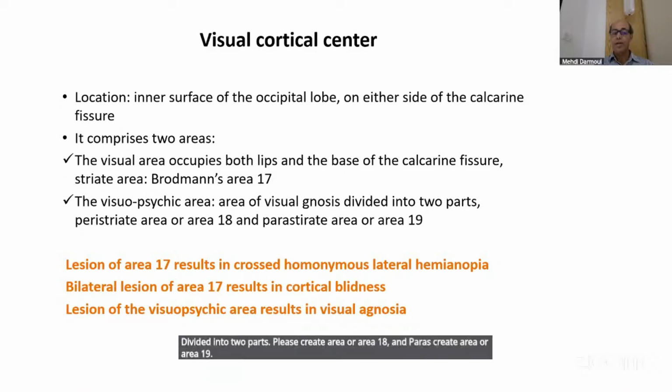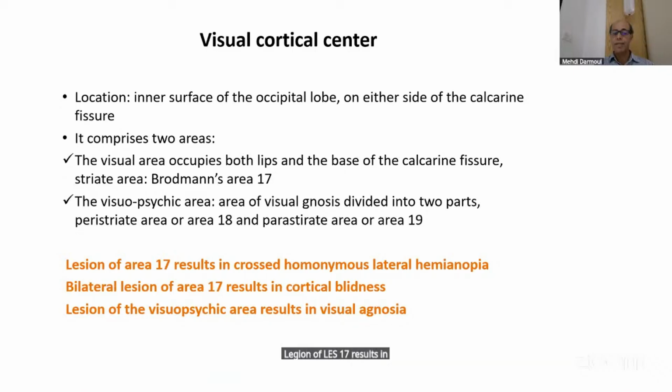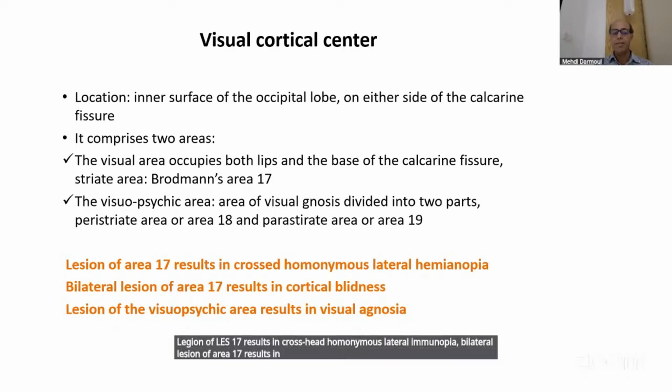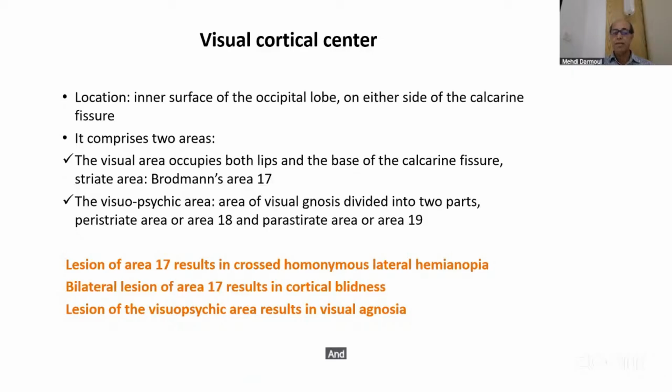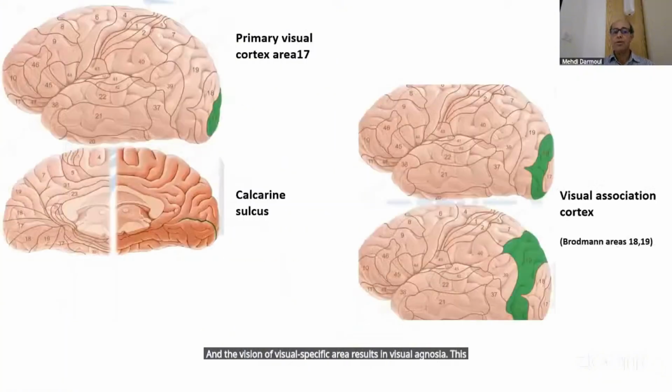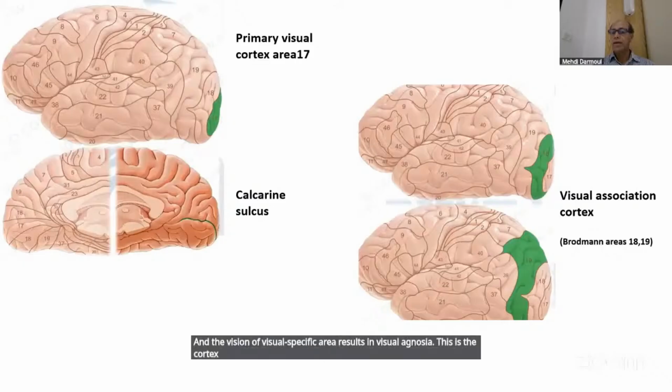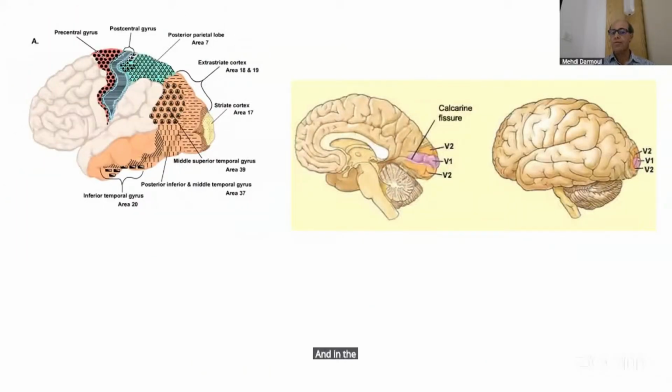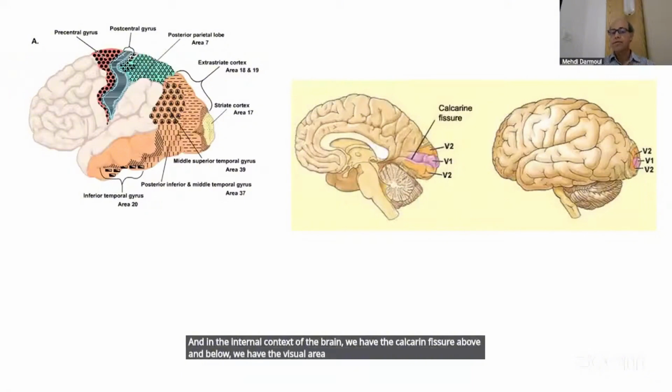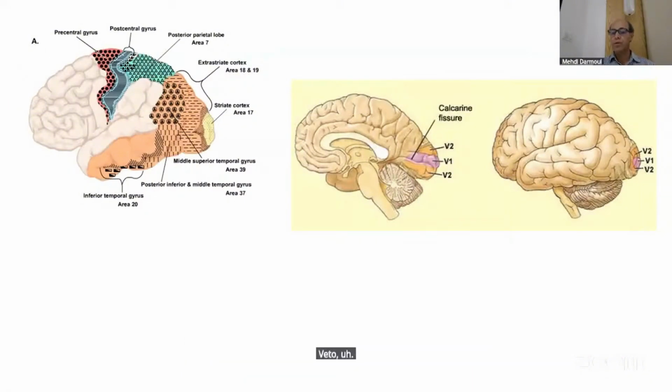Lesion of area 17 results in crossed homonymous lateral hemianopia. Bilateral lesion of area 17 results in cortical blindness, and lesion of the visuopsychic area results in visual agnosia. This is the cortex area 17, and this is 18 and 19 on the external surface of the brain. And on the internal surface of the brain, we have the calcarine fissure. Above and below, we have the visual area, and V2 is the psycho-visual area.